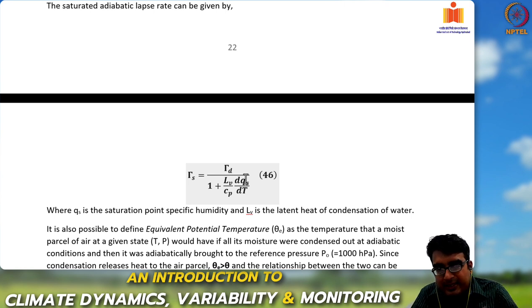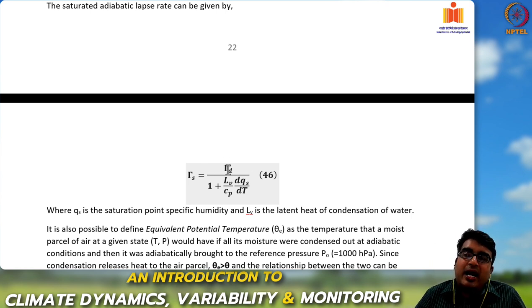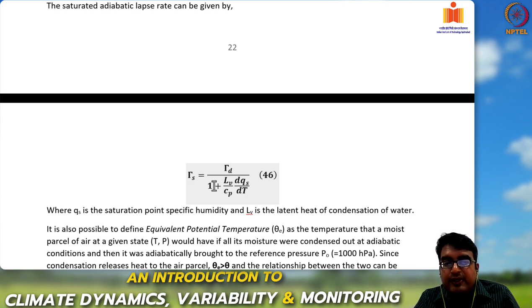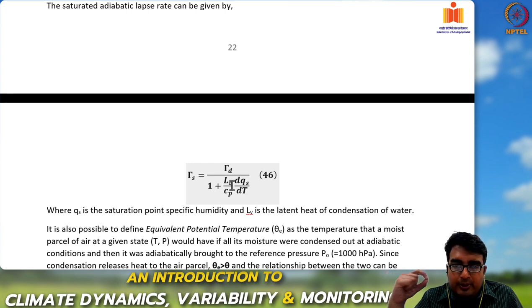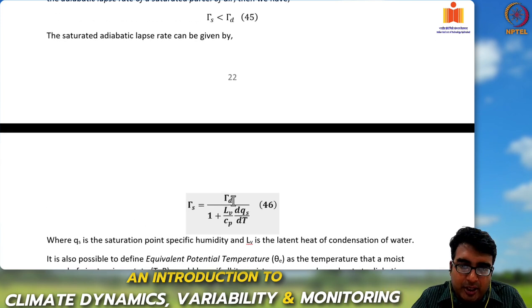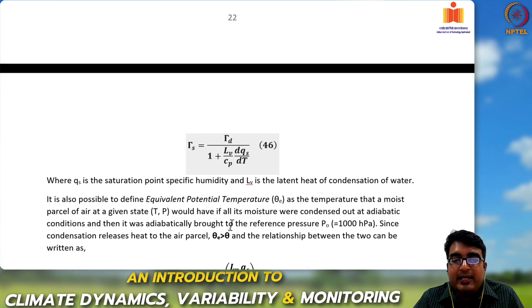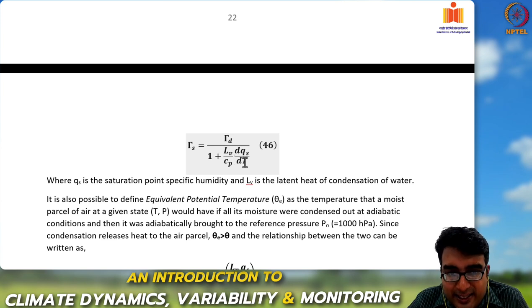Let's understand this. Gamma D is the dry adiabatic lapse rate. It's divided by 1 plus an additional term, and this term is usually positive. Because it's positive, gamma S is less than gamma D. And what does this term contain? The latent heat of vaporization of water vapor. So this is the heat that is released when you condense water vapor into liquid water. It's the latent heat of vaporization, LV. Cp here is the Cp of air, and dQs/dT.